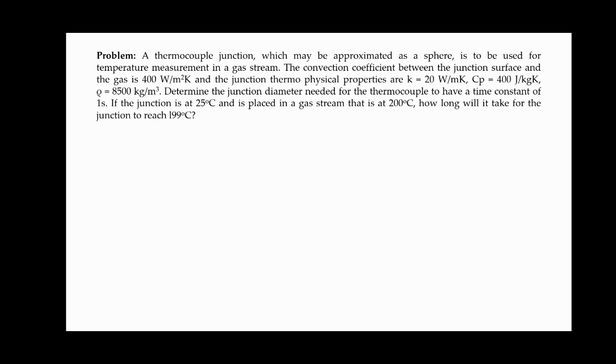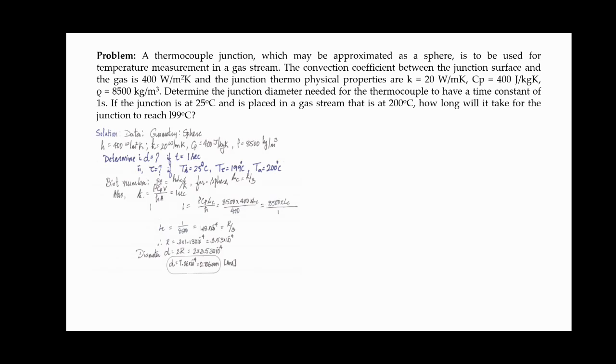In this case, we have a thermocouple which can be approximated as a sphere, and the thermophysical properties of the material are given. First, we need to determine the junction diameter so that the junction has a time constant of 1 second, that is the thermal time constant, and then it is placed in a gas stream which is at 200 degrees Celsius. We need to find the time required for the junction, which is at 25 degrees Celsius, to reach 199 degrees Celsius after placing it in the gas stream.